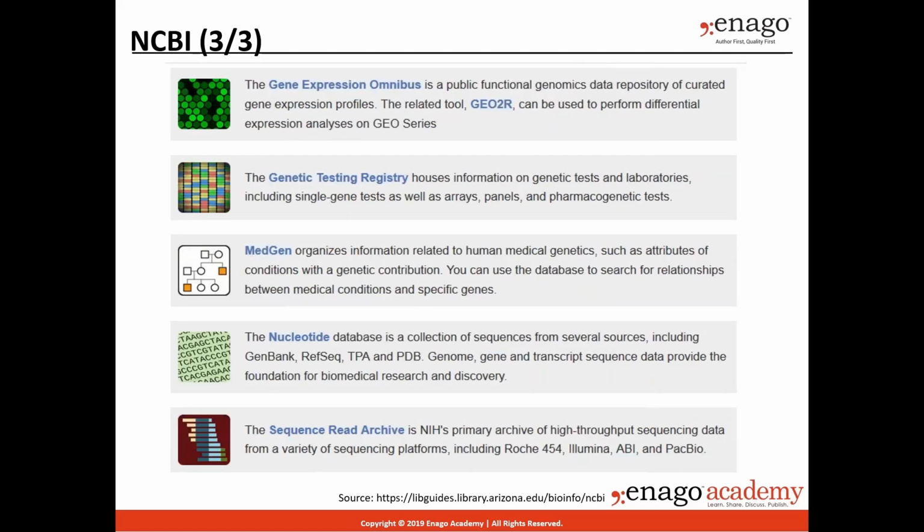We also have the Gene Expression Omnibus. A lot of people use this to annotate their databases. The Genetic Testing Registry, where you can look for information on genetic tests in laboratories. MedGen, which organizes information related to human medical genetics. The Nucleotide database, which is a collection of sequences from several sources, including GenBank, RefSeq, TPA, etc. The Sequence Read Archive is NIH's primary archive of high-throughput sequencing data from a variety of sequencing platforms.